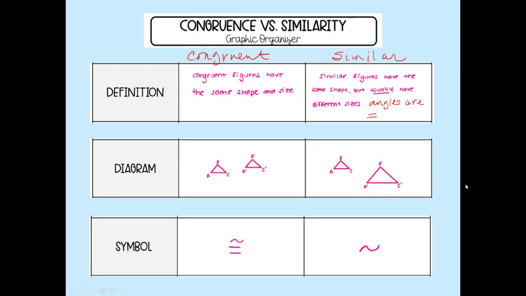So now down here in your diagram, come down here and draw 2 figures that are congruent. That means they have to be the same shape and the same size. Notice this is A, this is A prime, this is B prime, C prime. But notice over here on similar, we have the same shape, but their sides are not the same length. The symbol for congruent is this little squiggle with an equal sign underneath it. And for similar, it's just a little squiggle.